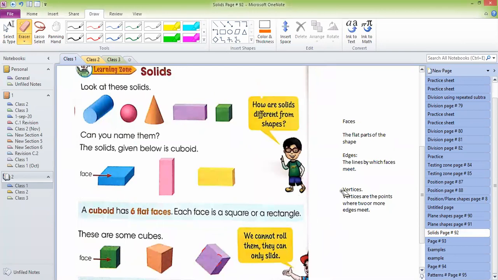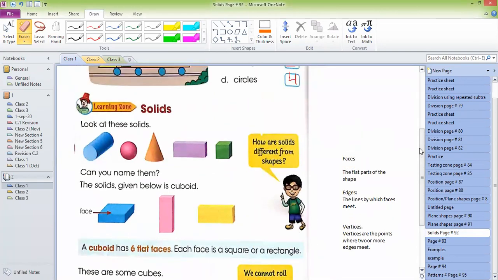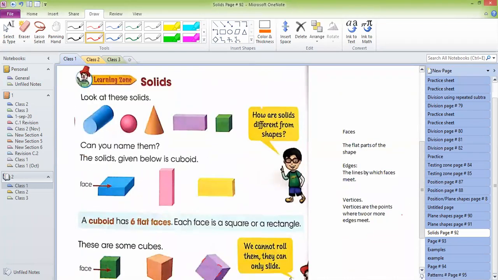Edges are the lines by which two faces meet. Look at this cuboid. This is its first face, second face, third face, fourth face. So the lines by which one face meets another face are edges. So all the lines I am drawing, these all are edges. I will draw it here in this one. It will look better.